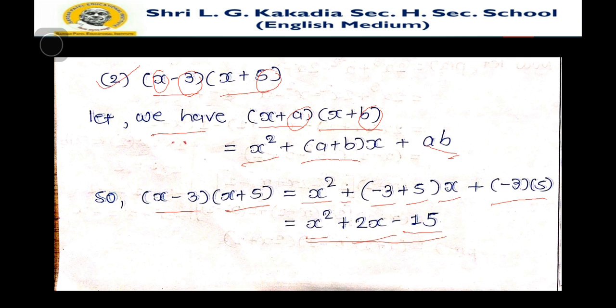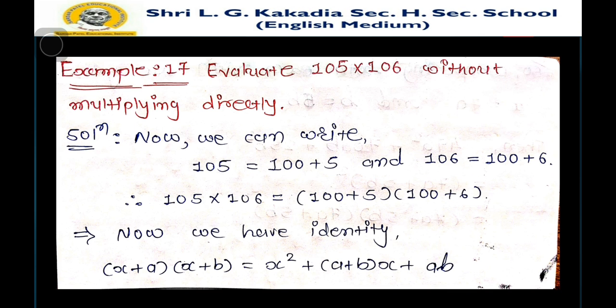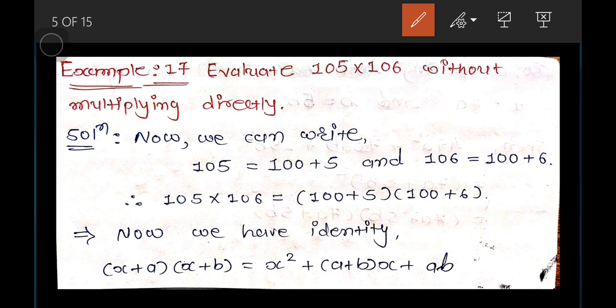Let us understand the next example, example number 17. Given: evaluate 105 multiplied by 106 without multiplying directly. Here we cannot multiply 105 by 106 directly. We have to use an identity, an identity that we use to find this product.